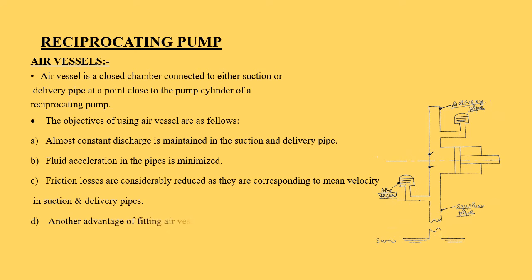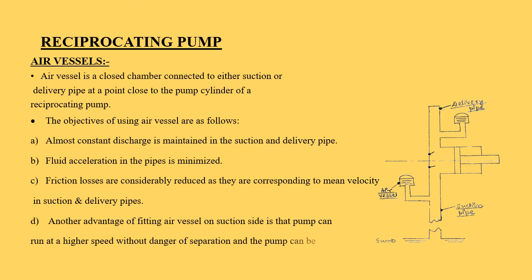The main advantage of fitting an air vessel on the suction side of a reciprocating pump is that the pump can run at a higher speed without any danger of separation, and it can be placed at a greater elevation above the water level in the sump.